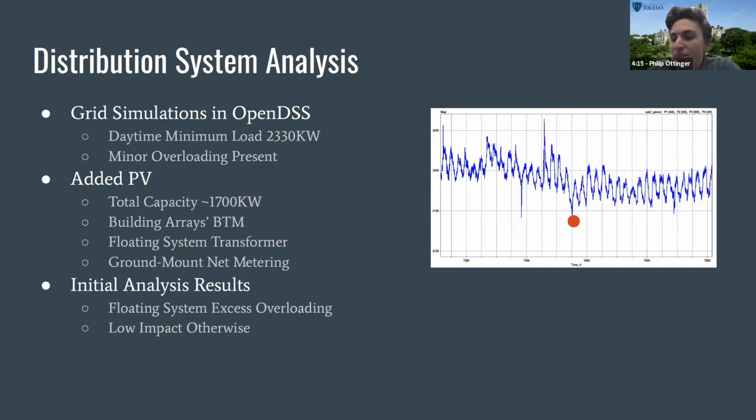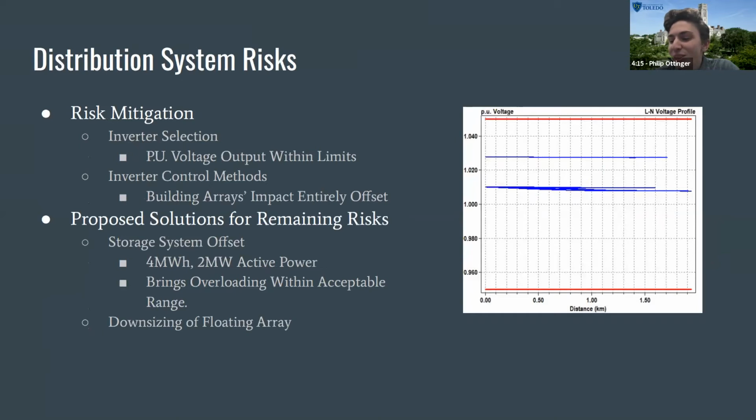During the initial analysis of simulations with our added PV, we determined that the floating array was contributing to a maximum overload increase of 10% over pre-PV levels. However, we noted that both of our building arrays in combination only caused a maximum increase of around 5%, and there were no voltage exceptions created, which was expected. I say this was expected because during the selection of our inverters, we ensured that the voltage output would be within the per unit voltage limits for the voltage bases of the array's connection points.